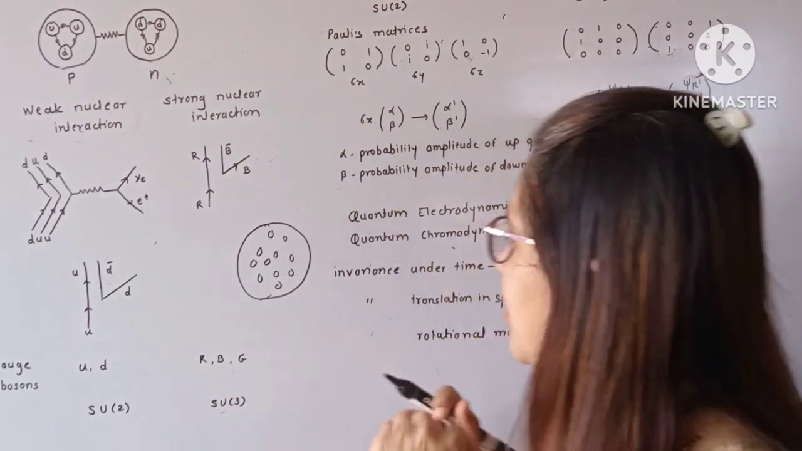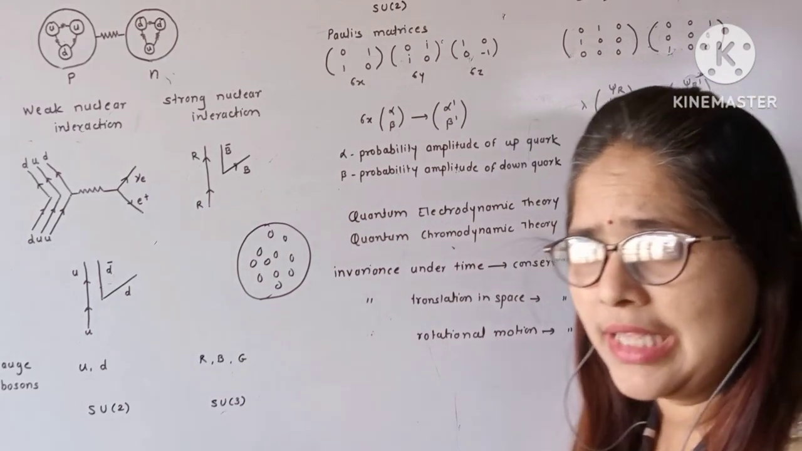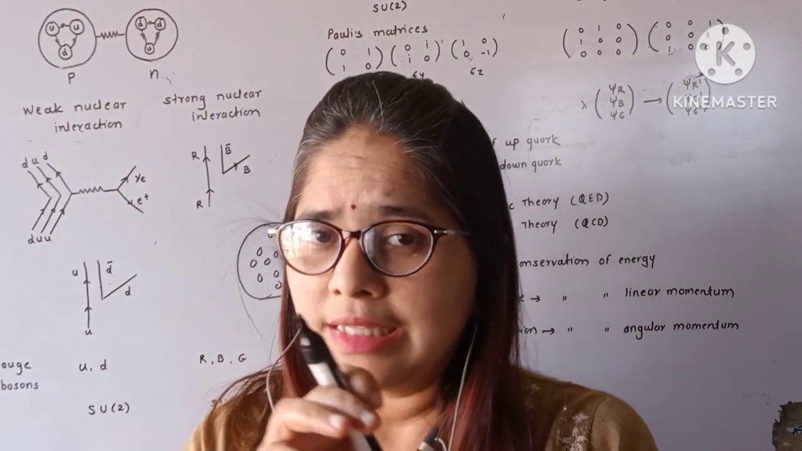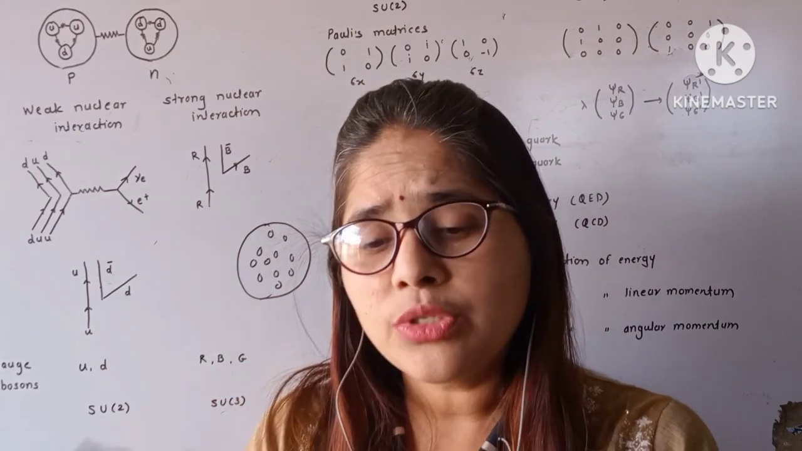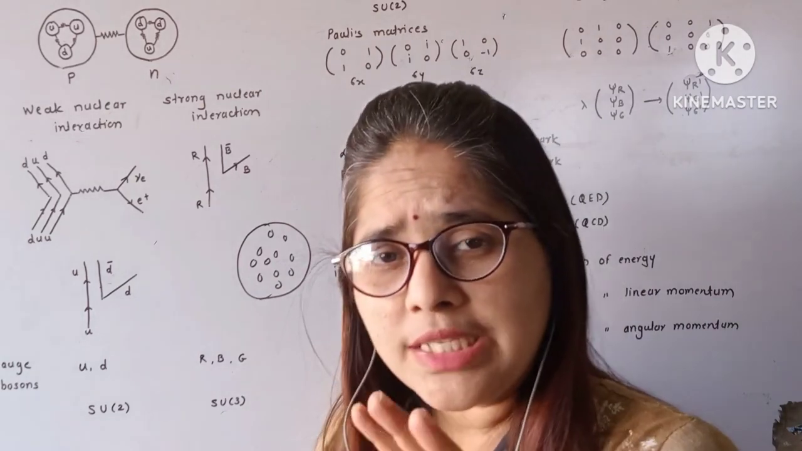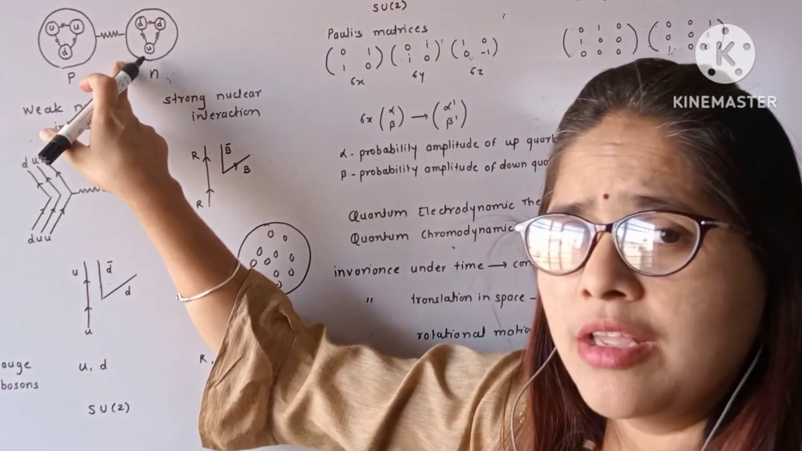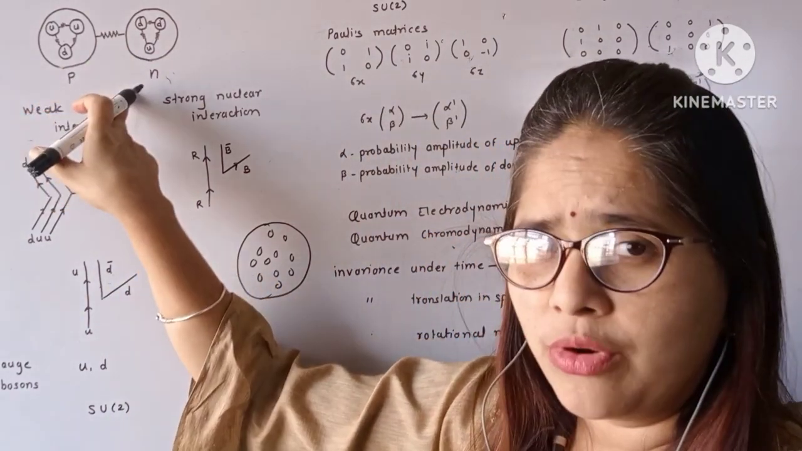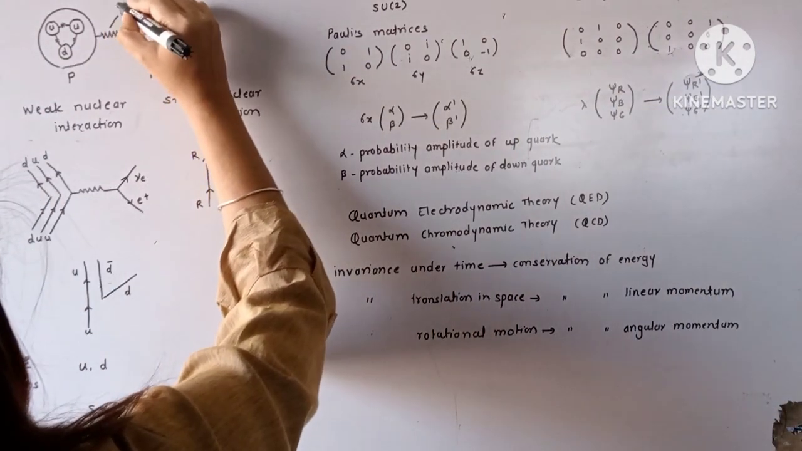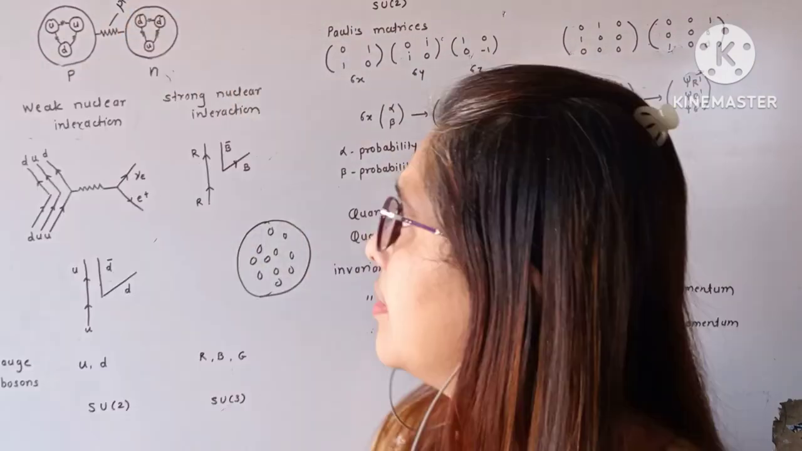So according to the quantum electrodynamic theory, whenever there is interaction between any two particles, that interaction must be due to some exchange of a particle, okay. Now this exchange particle in a proton and a neutron is called a pion. Let me write it here. So this is a pion.